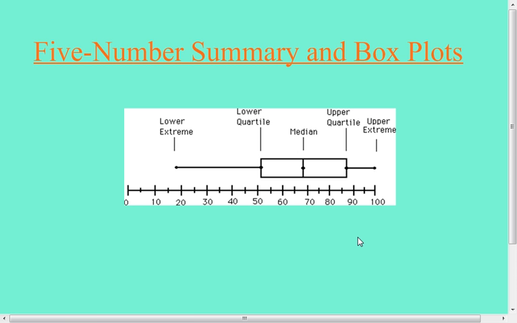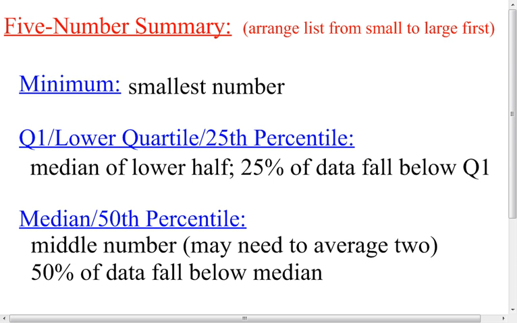This graph must not have any outliers on it, because if it had outliers, they would be graphed, and you would see probably a little star over here, something like that. Okay? So that hopefully will refresh your memory.